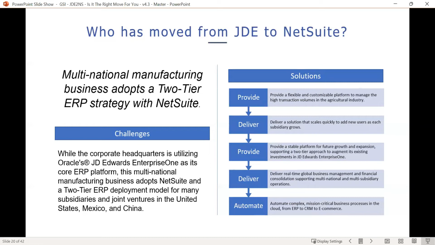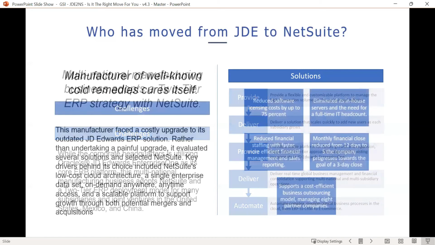Obviously, automation was a driver for all of this. It really helps this company, who still runs JD Edwards corporately, connect to all of these international operations and manage an international business much quicker, much easier.